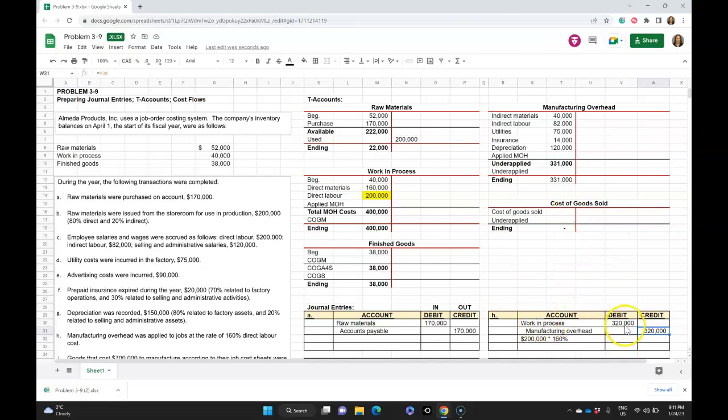So when I'm working on each job throughout the year, I'm just guessing. Okay, so now I can post this work in process. So that's my applied overhead into the work in process account, and then the manufacturing overhead is out. So it comes out of the manufacturing overhead account and then into the work in process account.